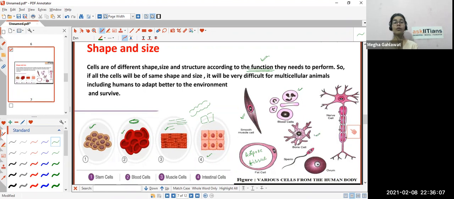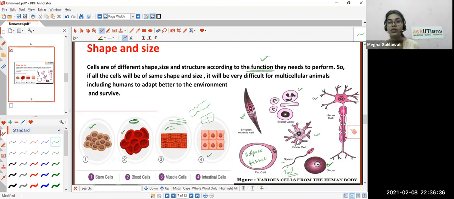Bone cells. Why are bone cells like this? Because they have to attach themselves to the neighboring bone cells in order to make a compact structure so our body can stand straight properly, right? And then we have the sperm. Why does sperm have a tail? So that it can move towards the egg. Okay, why is the ovum like this? Why is the egg like this? So that it can stay at one place, and the sperm can find it and fertilize it.